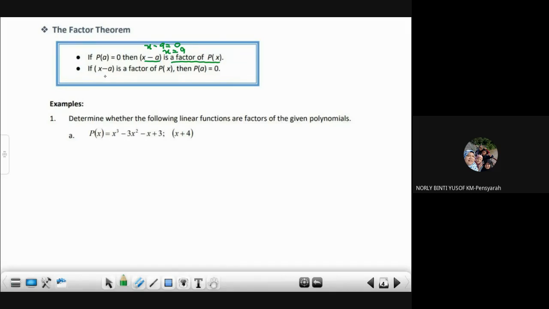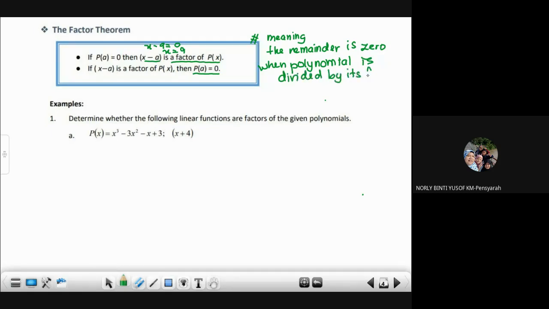Okay, if x minus a is a factor of P(x), then by the remainder theorem, your remainder is equal to 0. Maksudnya, dekat sini you boleh simpulkan, meaning the remainder is 0 when the polynomial is divided by its factor. Maknanya remainder dia kosong. Then it's said to be the factor theorem.